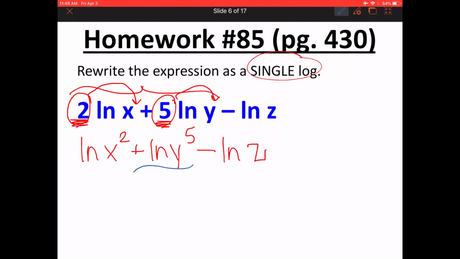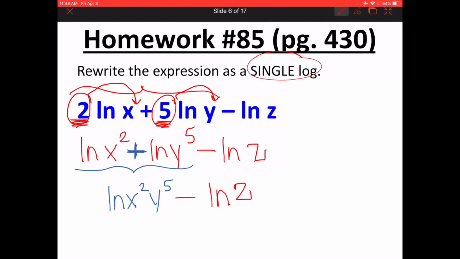Now, let's combine my first two terms. Then I can worry about the third one. If these first two are being added, then remember addition can combine into multiplication. So I'm going to have ln of x squared times y to the power of 5. So I just rewrote them as multiplication. My minus ln z is still here.